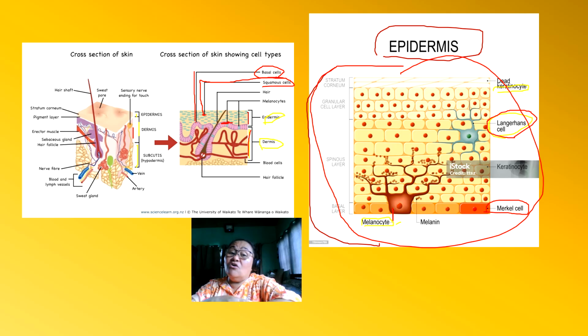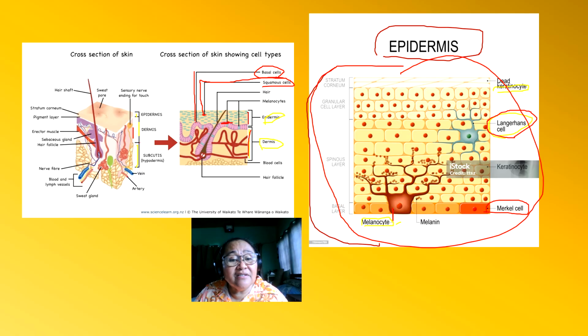It also contains blood vessels, lymphatic vessels, nerves, hair follicles, sebaceous glands, and the sweat glands also. So when skin cancer invades the dermis, it gains easier access to blood and lymphatic vessels, increasing the risk of spread.